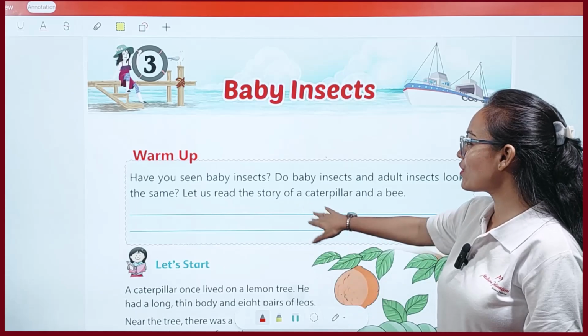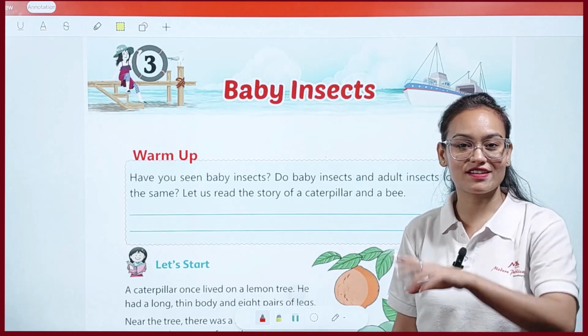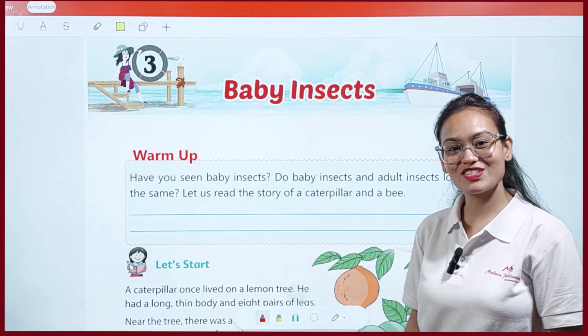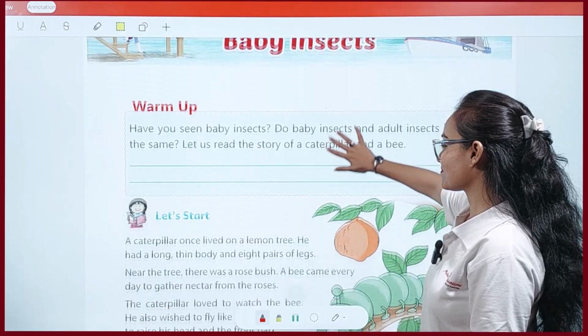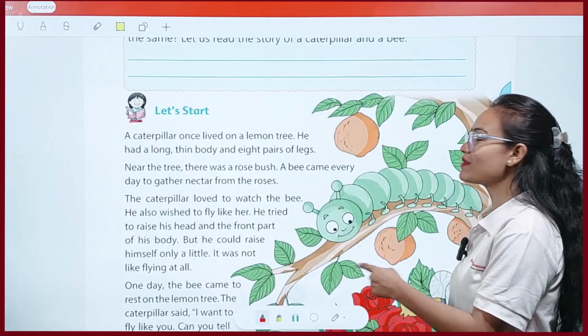Now I'm going to start this chapter. In this chapter there are two characters: one is a caterpillar and the other is a bee. So let's start the chapter. A caterpillar once lived on a lemon tree.